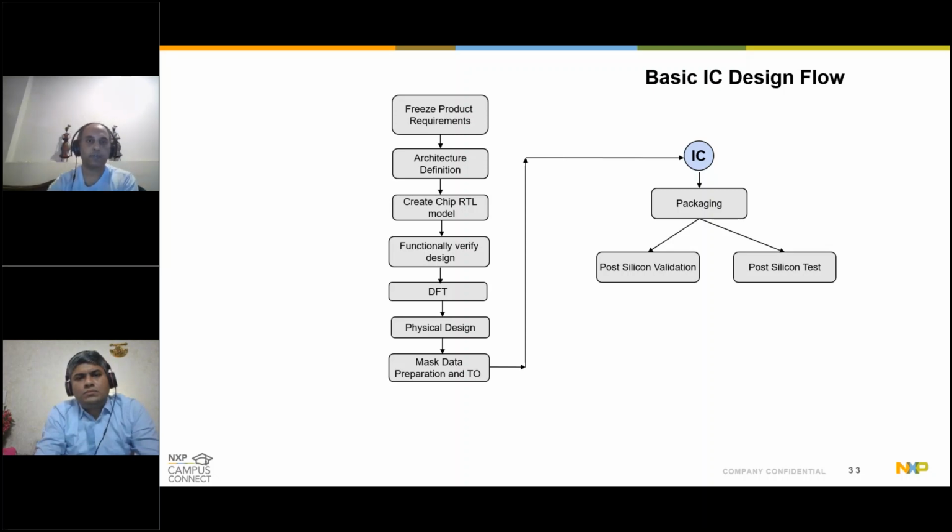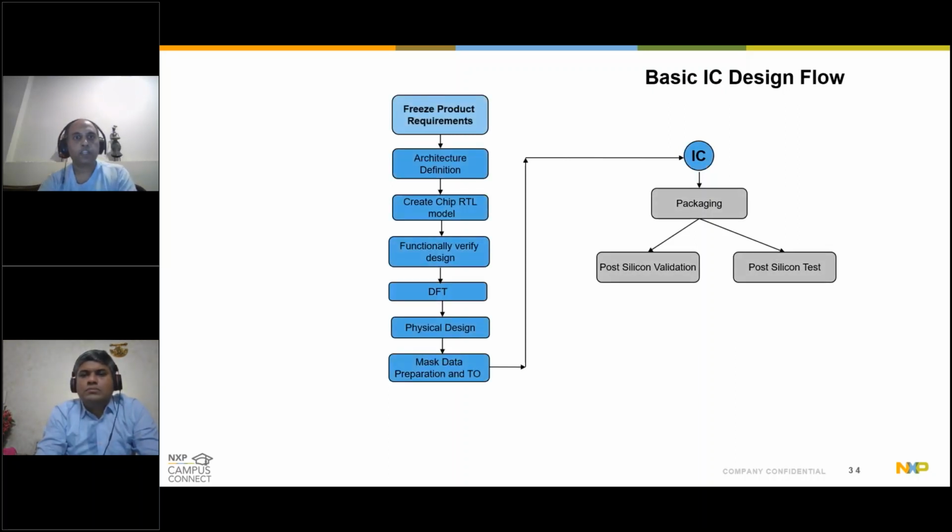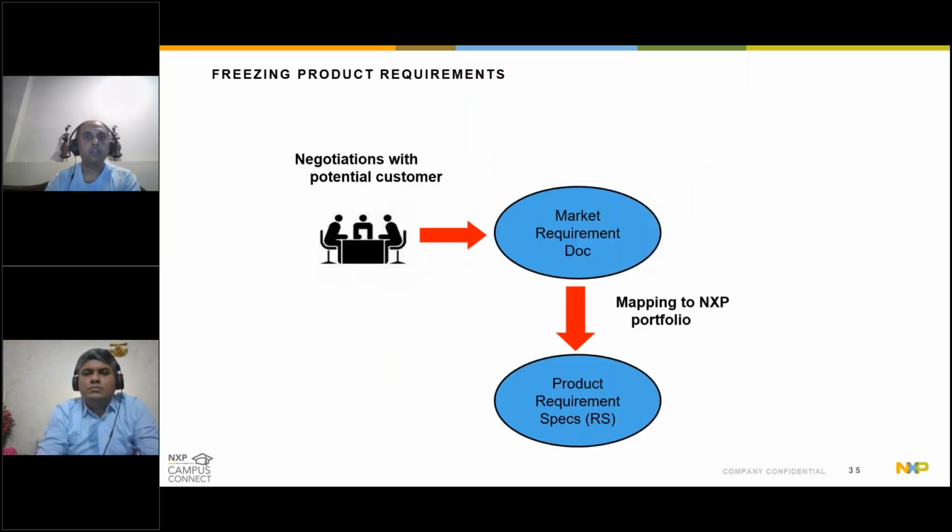Okay, so now we will deep dive into these flow steps one by one, and see how they are stitching with each other. Okay, so the first one is freeze product requirement. So what does that mean? You can imagine, for any typical silicon vendor, they are supplying silicons in specific application domains. Like in NXP, automotive happens to be one of the big domains for us.